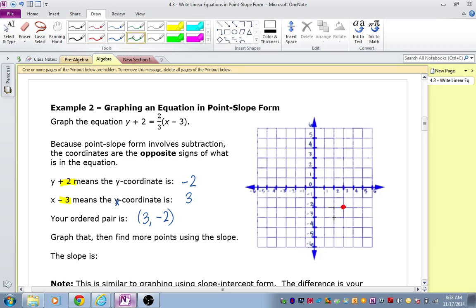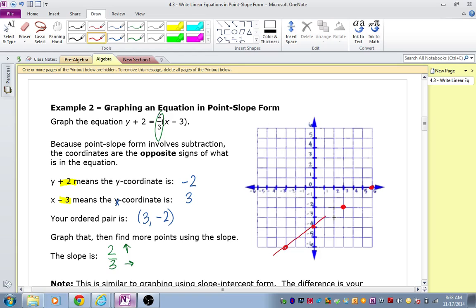Our slope is that 2/3, which we know means to go up 2 and 3 to the right. So starting from that ordered pair we just graphed, we're going to go up 2 and then 3 to the right. You guys know by now that I like doing as many points as we can, but we can't go any more in this direction, so let's go the opposite way. Let's go down 2 and 3 to the left, and then down 2 and 3 to the left again. Okay, and now we have all of our points.